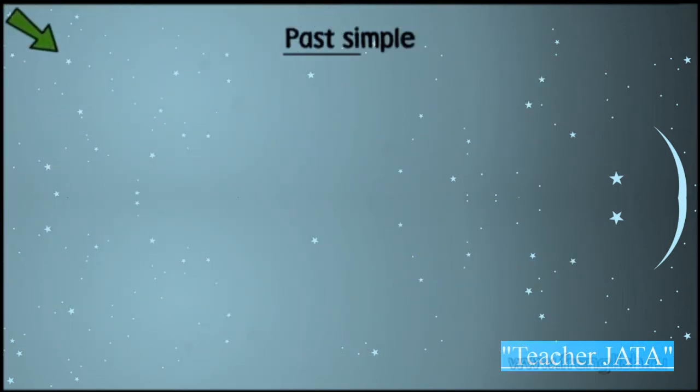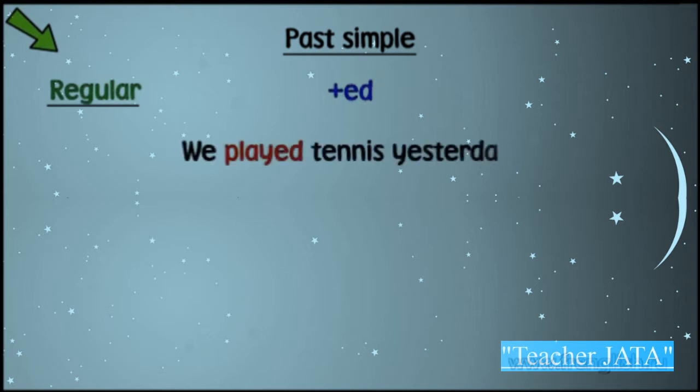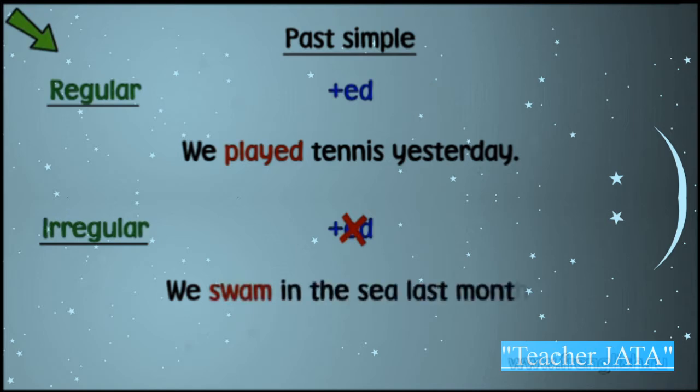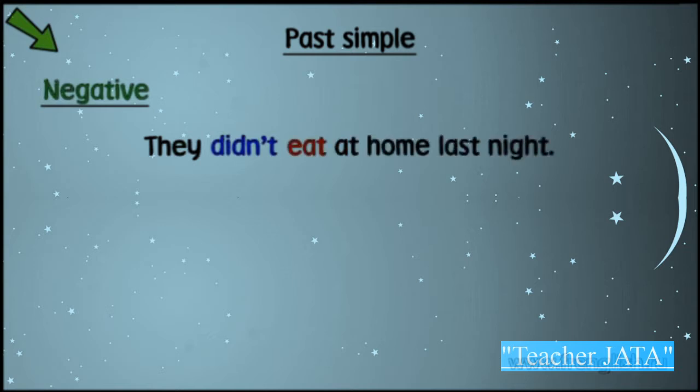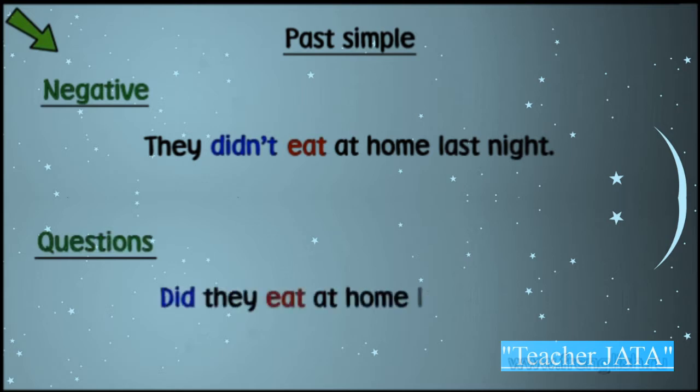To form the past simple positive, we add ed to most regular verbs. With irregular verbs, we do not add ed for the past simple form. They have different forms. We form the past simple negative with didn't. We add did to form the past simple question.